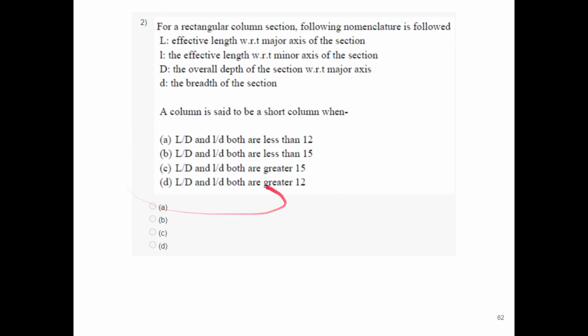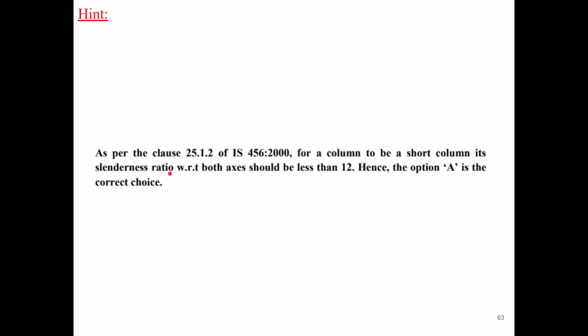So what will be the case if a column is said to be a short column? As we have studied, and also as per clause 25.1.2 of IS 456, a column is said to be a short column if the slenderness ratio, that is the L by dimension, depth or breadth, with respect to both axes should be less than 12. In that case the column is said to be a short column.